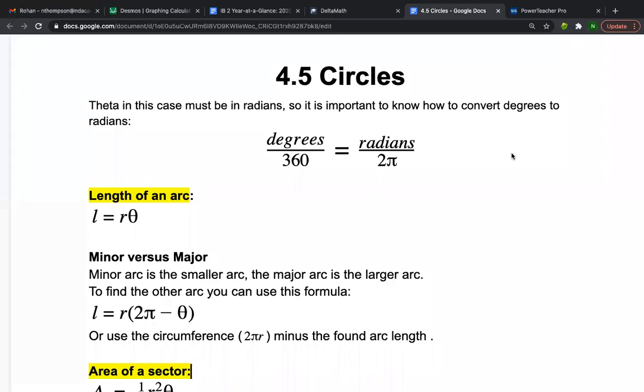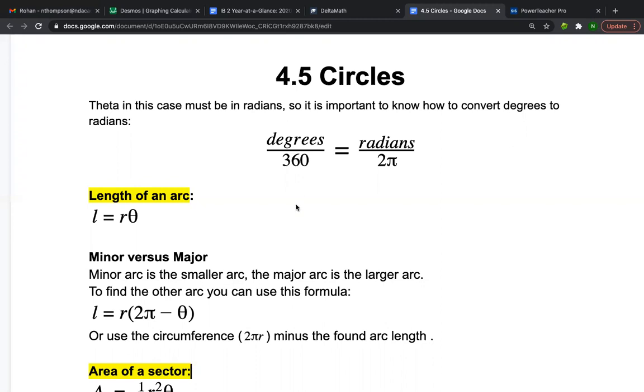Okay, so when talking about circles, theta in all of our formulas has to be in radians. Normally they will give it to you in radians, but let's say they give you an angle in degrees, you have to know how to convert. Think of them as a ratio in terms of the whole unit circle. If they give you an angle in degrees, the whole circle would be equal to 360 degrees. So you can make that a ratio in terms of the corresponding radian angle over 2 pi, which is the whole circle. And then you cross multiply and solve.